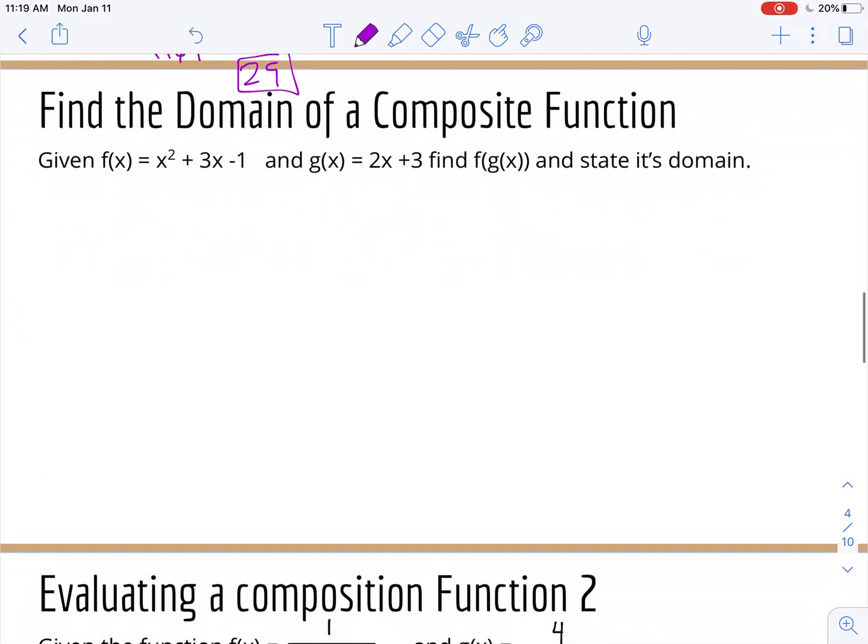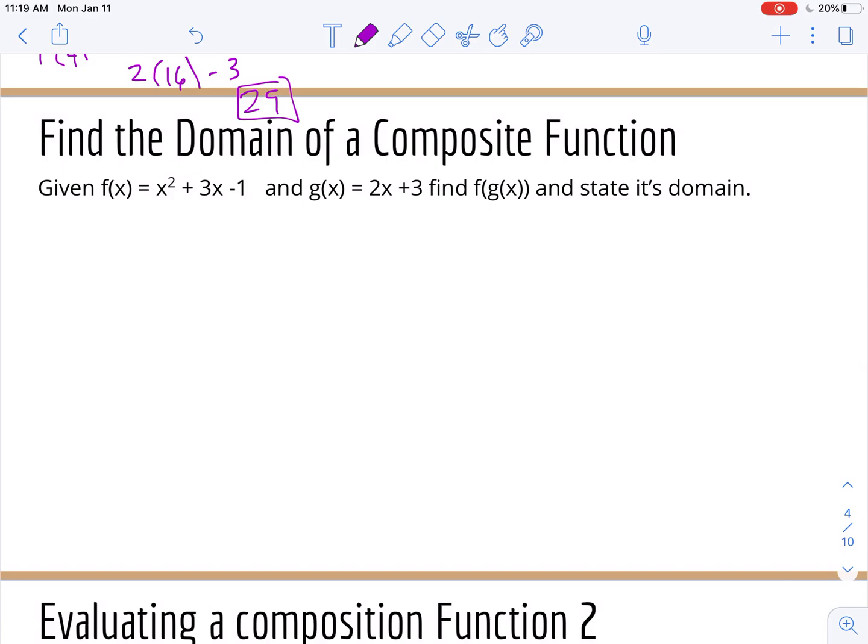All right, so now we're going to do it a little bit different. Given f of x is equal to x squared plus 3x minus 1, and g of x is equal to 2x plus 3, find f of g of x and state its domain. So this is saying the exact same thing as f of g of x. G of x is on the inside here. It's also the rightmost function, so that means I'm plugging g of x into f of x.